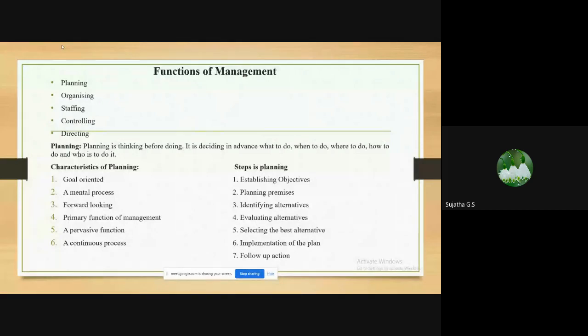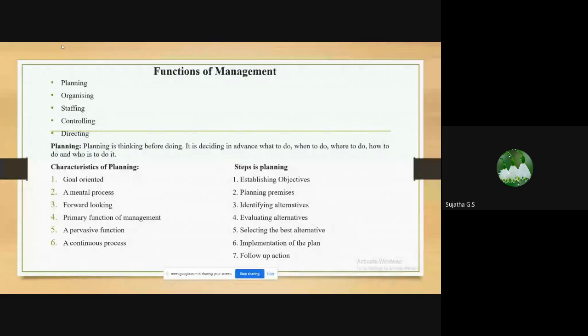Then steps in planning. The first step in planning is establishing objectives. Objective is the first step in planning. The objective should be clear and specific. As we know, plans are prepared to achieve certain organizational objectives. Therefore, setting objectives is the first step in planning. The objective should be clear and specific.